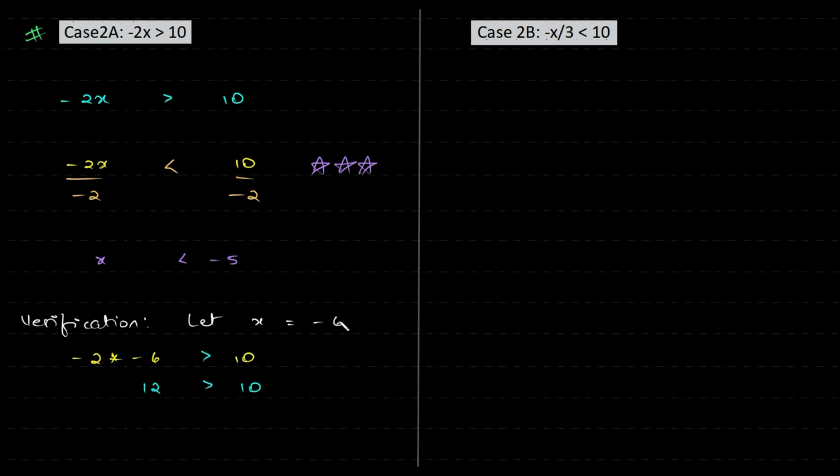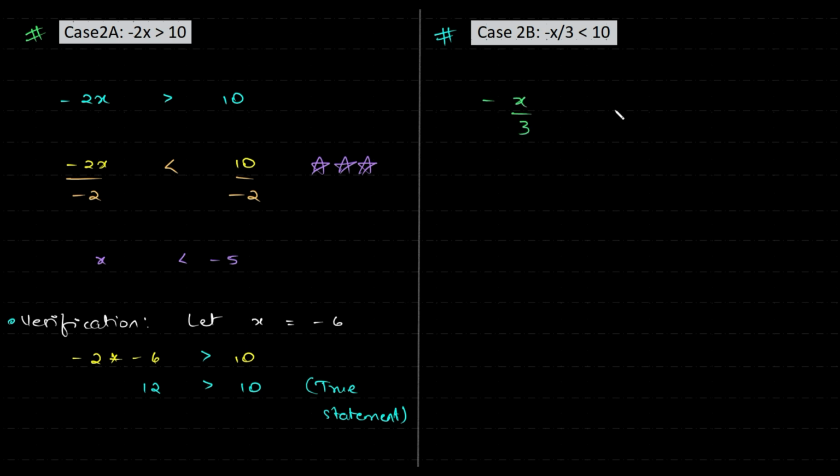Take a value which is not satisfying this condition, say 1. If I substitute 1, minus 2 into 1, which is minus 2, is greater than 10, it's a false statement. This is a true statement. If I had not flipped this symbol, we would not have got this condition, and the answer would have been a false statement. Don't worry, I'll explain the reasoning behind it, but you have to remember that you have to flip. I'm just making that point with a set of examples.